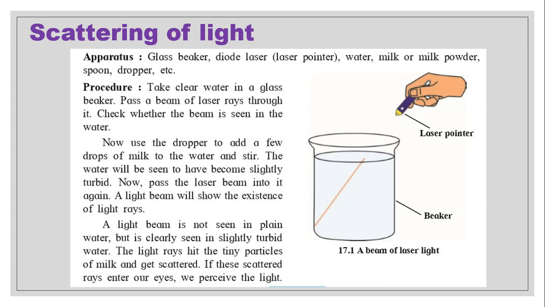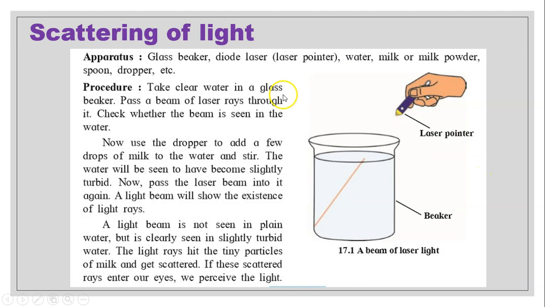Now use the dropper to add a few drops of milk to the water and stir. The water will be seen to have become slightly turbid. What is the meaning of turbid? Turbid means milky or dirty. Now pass the laser beam into it again. A light beam will show the existence of light rays. A light beam is not seen in plain water, but is clearly seen in slightly turbid water. The light rays hit the tiny particles of milk and get scattered. If these scattered rays enter our eyes, we perceive the light.